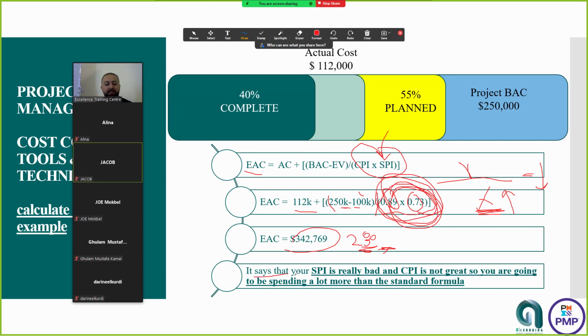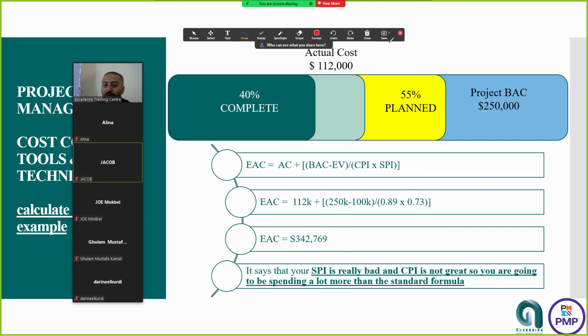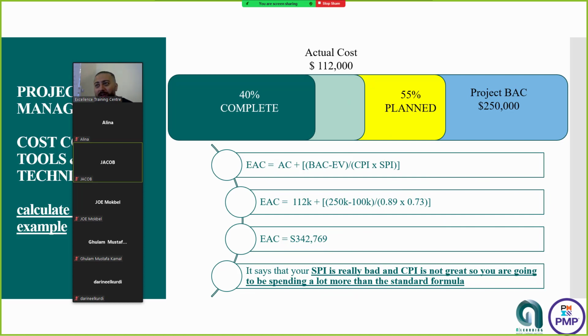So it says that your SPI is really bad. You are way behind schedule. Your CPI is not great, so you are with a cost overrun. Work on them and avoid spending a lot more than the standard formula that we have before. Is it cool? I care about the meanings, guys, more than the calculation itself.